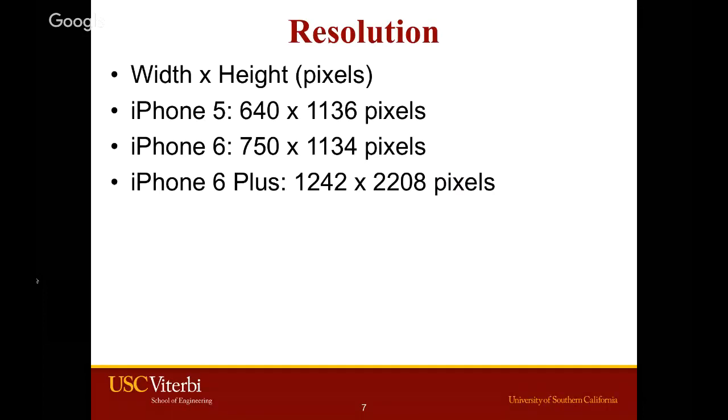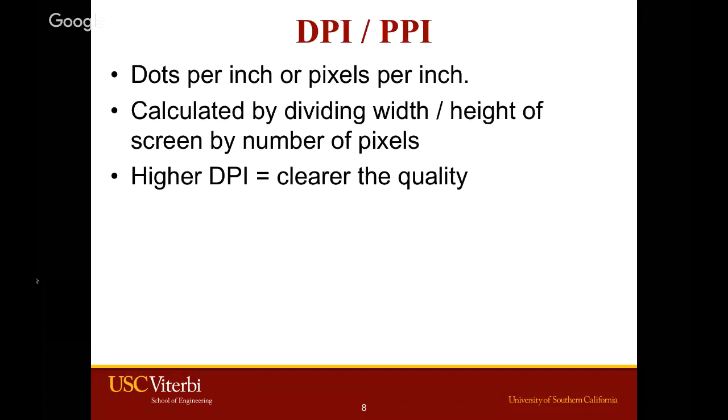All right, so resolutions, so some numbers. If we're looking at an iPhone 5, there's 640 pixels horizontally, and there's 1,136 pixels vertically. And as you can tell, as your screen sizes grow bigger and bigger, naturally you're going to have more pixels because you have more real estate. So again, DPI is, in a given physical inch, how many pixels are crammed in that inch. And if you have more pixels, you have higher quality. So a higher DPI means clearer quality.